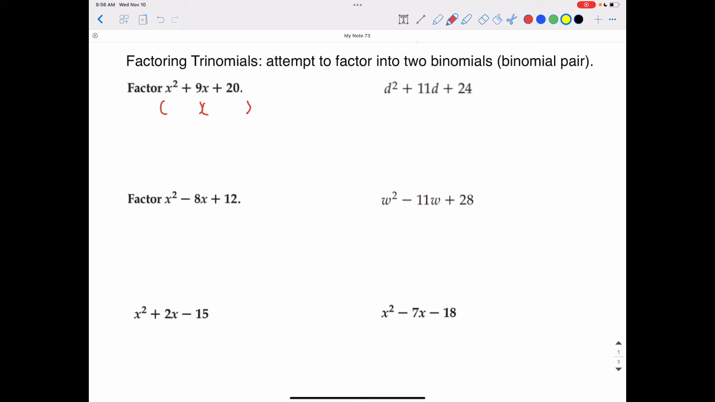What times what is x squared? We're going to place that there and there. What times what is x squared? Well, x times x is x squared.